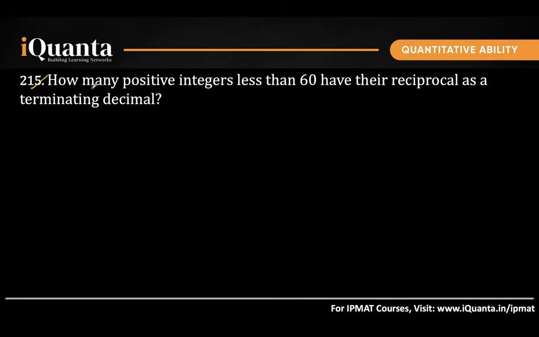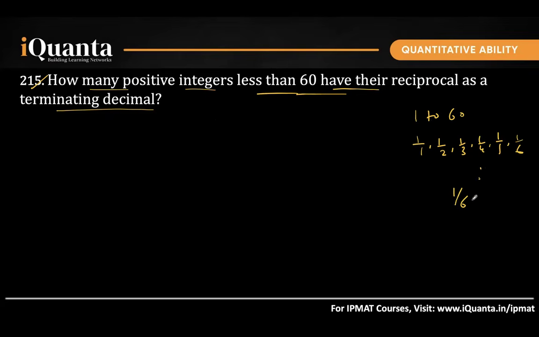What about this? How many positive integers less than 60 have their reciprocals as a terminating decimal? So we're talking about positive integers less than 60. So those are 1 to 60. Their reciprocals, that means 1 by 1, 1 by 2, 1 by 3, 1 by 4, 1 by 5, 1 by 6, till 1 by 60. How many of them have these as a terminating decimal?